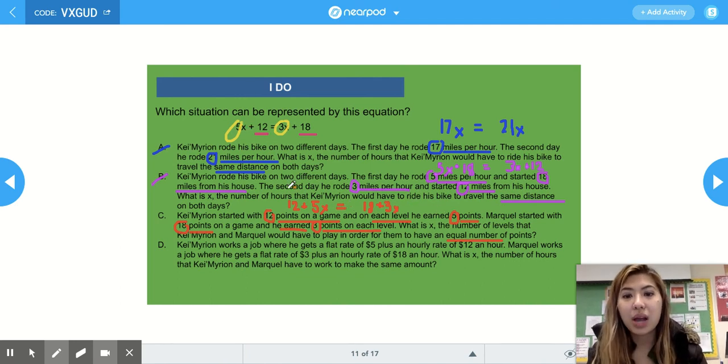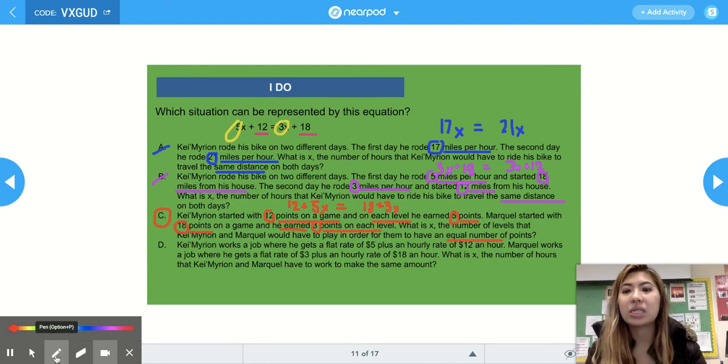If we switch around the numbers, if we put the 12 behind the 5, it would be equivalent, right? So we would have 5x plus 12 is equal to 3x plus 18 if we switched the order. So the answer choice is C. But we're going to go through answer choice D to write the equation for that one just to make sure.